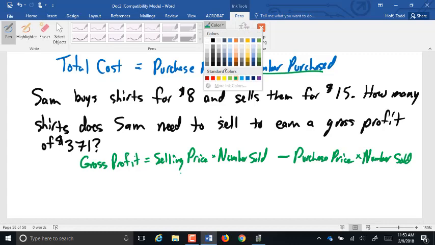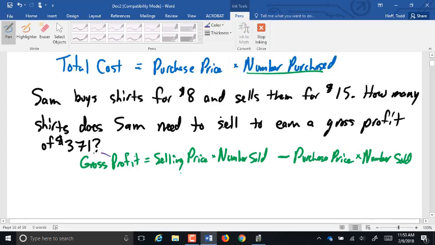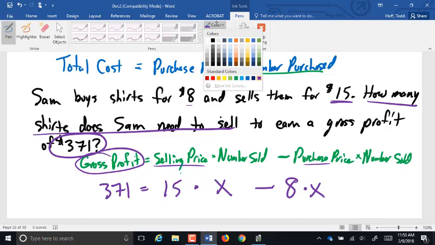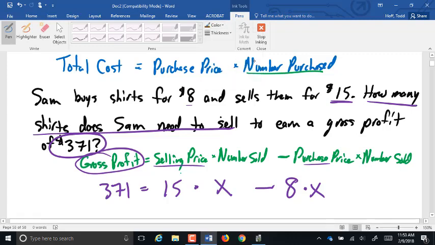So now we look at what we know out of this information. The gross profit, we have a target gross profit of $371, so we're going to put that in there. The selling price is $15. We know that. We don't know the number sold. In fact, how many does Sam need to sell? That's going to be our X. Minus our purchase price was $8. And then the number sold again is going to be X again. So now that we've put the information into the formula, we can go ahead and solve.